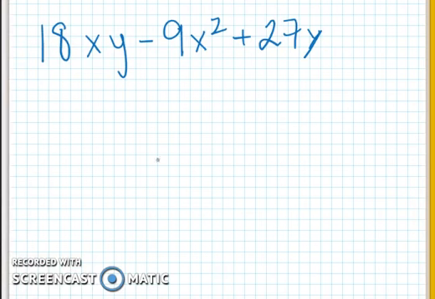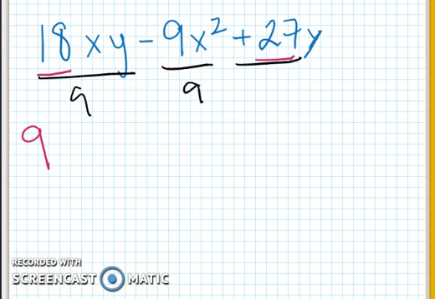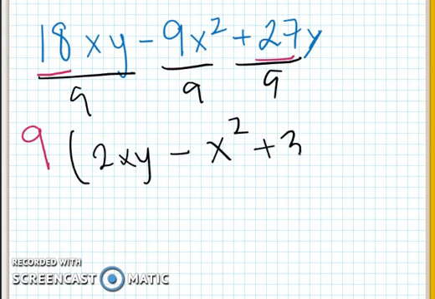Here's our last one. We'll go ahead and do this one. I got 18, 9, and 27. I know that 3 will go into all of them, but I want to think of a bigger GCF, and I think 9 will. So let's try 9. Okay, as far as my variables go, it looks like I have no variable. There's no variable here. I have nothing to pull out. X is not in all of them, Y is not in all of them. So all I have to do is divide by 9 to them. That's going to become 2xy minus x squared plus 3y.